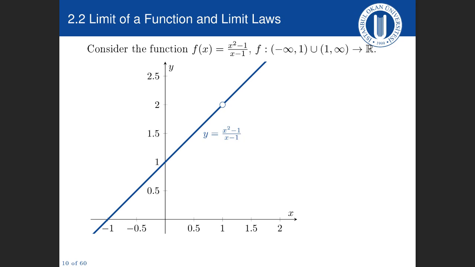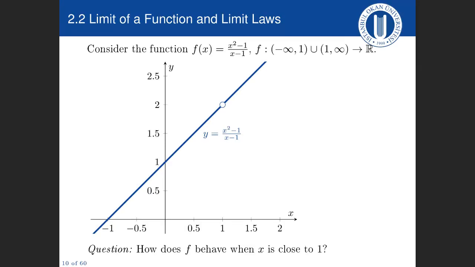And the graph of this function looks like this. Because the function is not defined when x is equal to 1, I'm drawing this open circle on the line at the point where x is equal to 1. But my question is, how does the function f behave when x is close to 1?